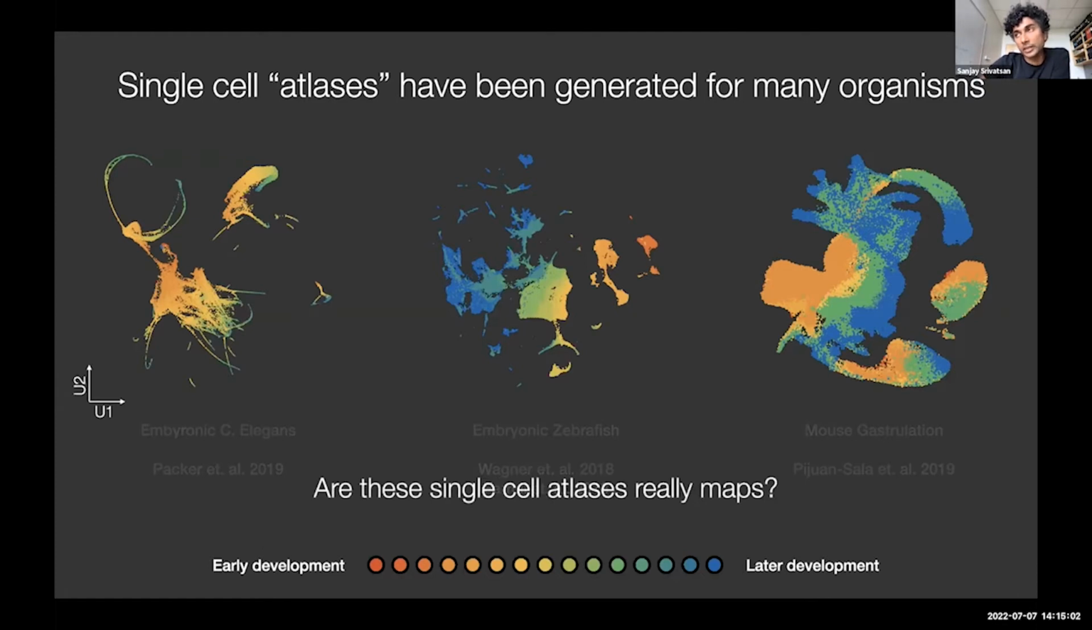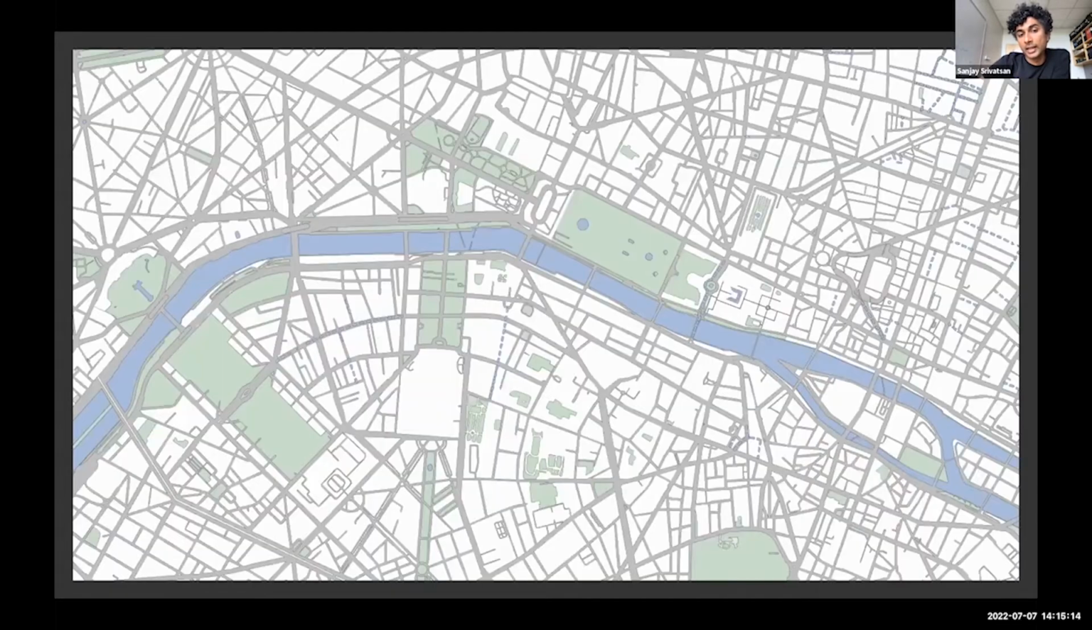But the use of the word atlas actually denotes that these are maps of some kind. And a question that I want to put forth is, are these single cell atlases really maps? So when I think of a map, I think of this. Here we're looking at a Google Maps view of Paris.